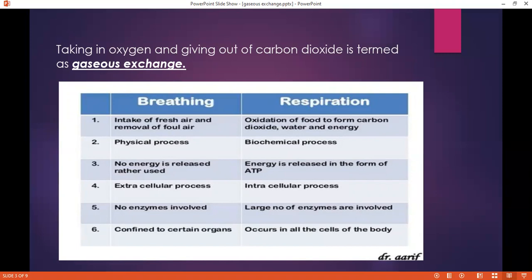Breathing is confined to certain organs only, meaning your air passage and your lungs, whereas respiration occurs in all the cells of the body.